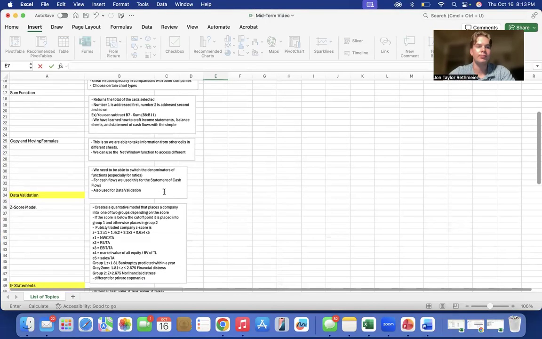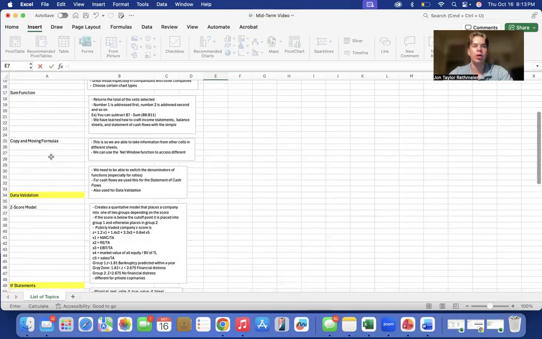And then next, I'm talking about copying and moving formulas. We use this a lot in our homework when, for example, we had to take information from the balance sheet from two different years. We would go to the balance sheet and then take the information and then put them onto the statement of cash flows. I think it's like the difference of accounts receivable, that sort of thing, accounts payable.